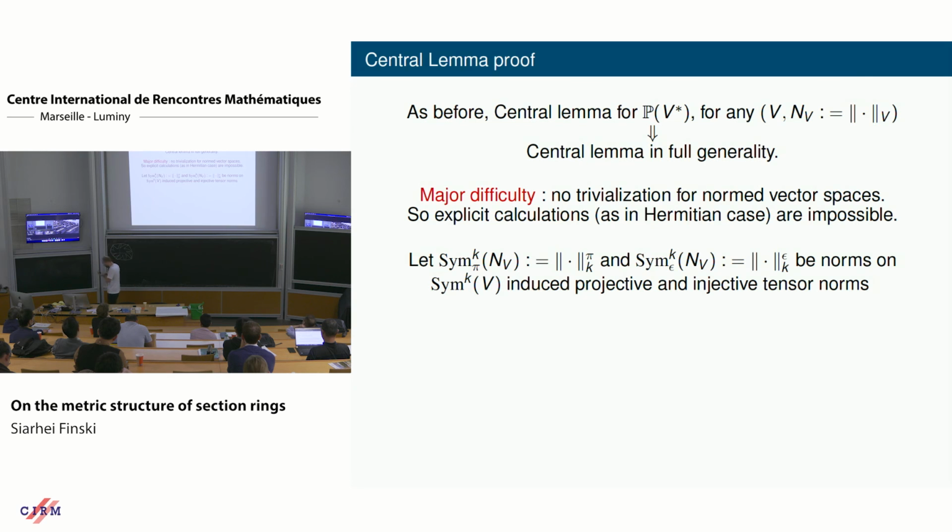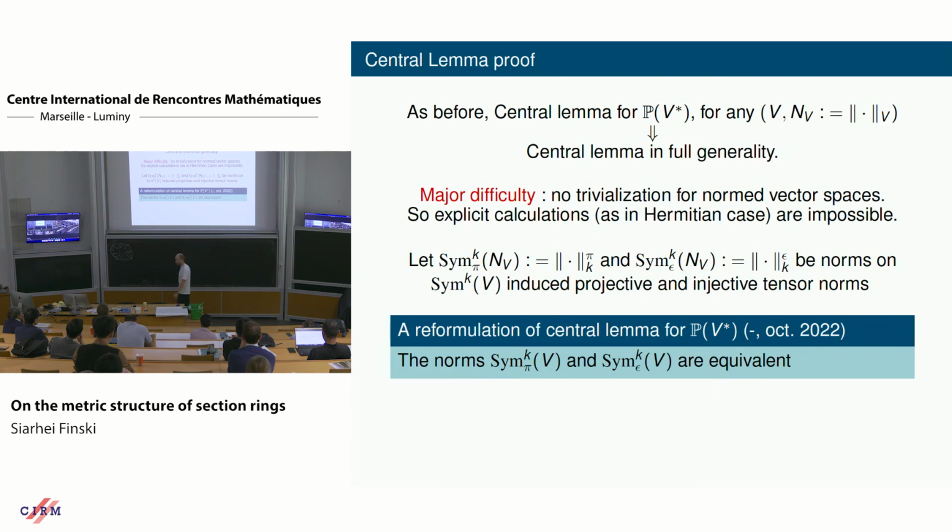So I will now explain to which statement this central lemma reduces on a projective space. To explain this, I will denote by Sym^k P the norm associated on symmetric tensors to the projective tensor product, and Sym^k E the norm associated to the injective tensor product. So I'm considering projective and injective tensor norms, and I restrict them to the symmetric tensors. It turns out that a reformulation of the central lemma basically says that the resulting norms will have a sub-exponential gap. So the whole central lemma reduces to this functional analytic statement.